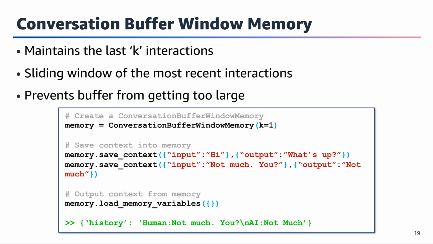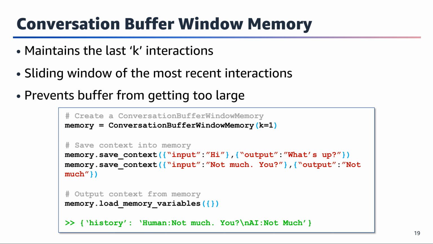Now we'll discuss the conversation buffer window memory system, a crucial component for managing dialogue history in conversational AI applications. The key point to emphasize is that this system provides an elegant solution for maintaining conversation context while preventing memory overload. Unlike unlimited buffer systems, it keeps only the most relevant recent interactions.